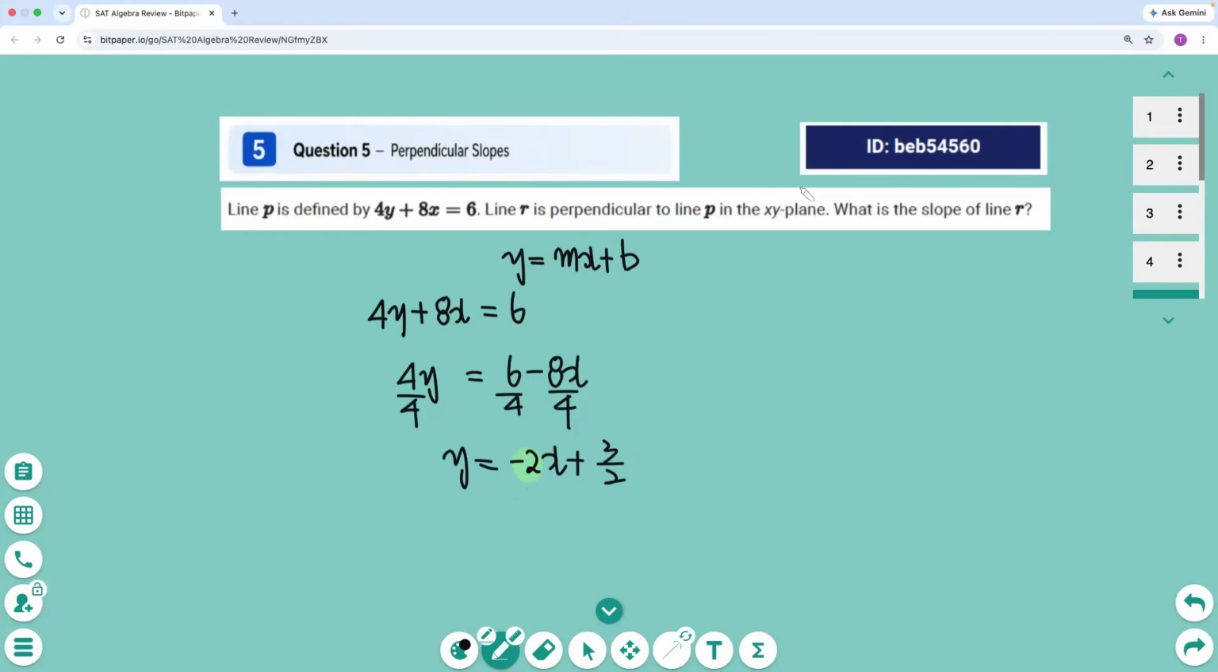Perpendicular lines have slopes that are negative reciprocals of each other. This means that the product of the two slopes must be negative 1. To find the slope of line R, take the negative reciprocal of negative 2. Flip negative 2 to get negative 1 over 2 and change the sign to positive. So the slope of line R is 1 over 2.